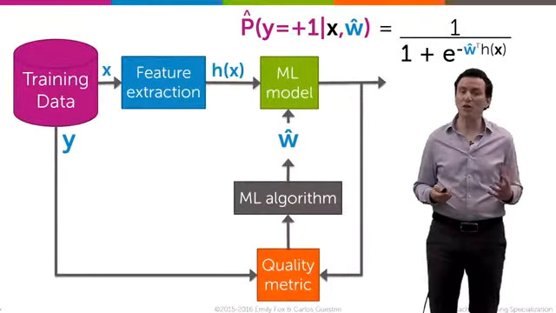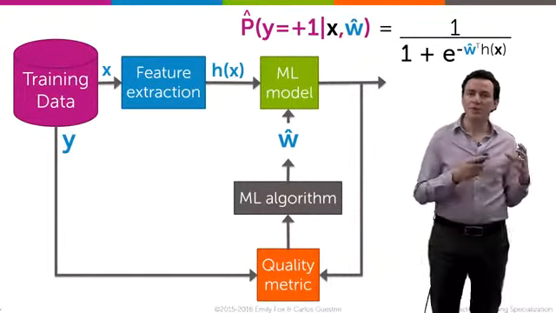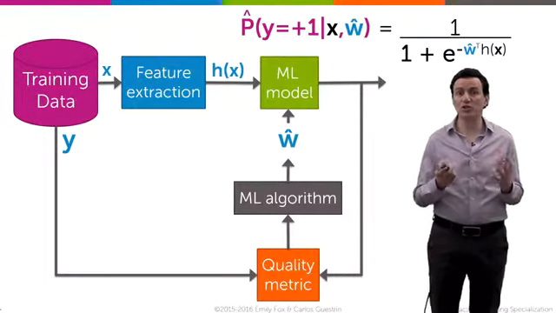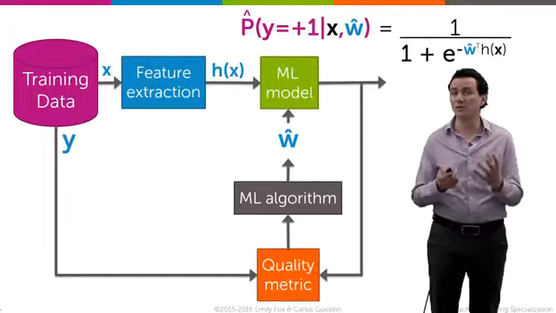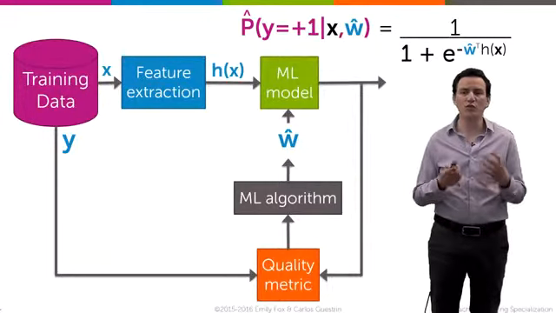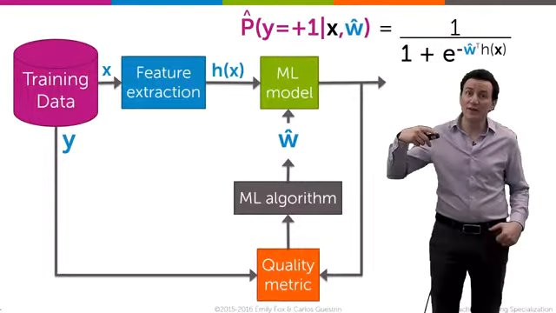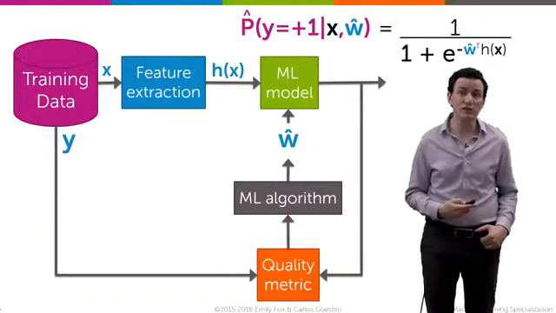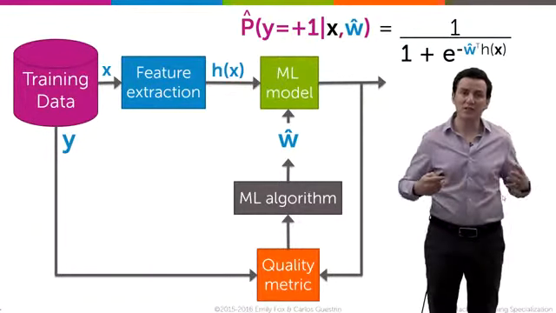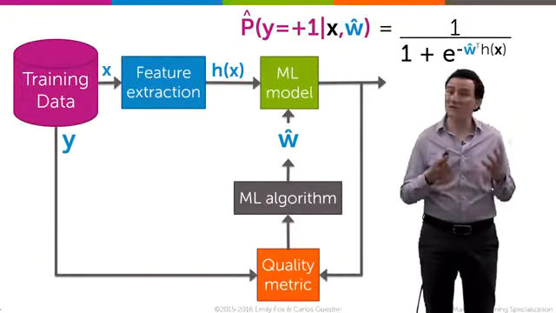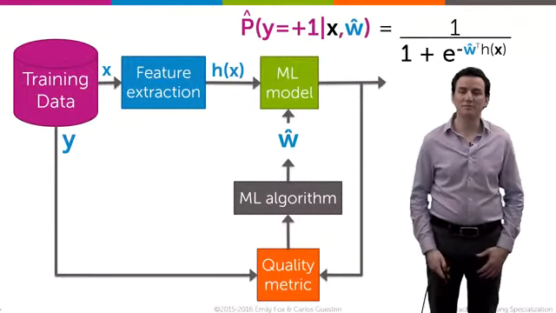So in our learning problem, we start with some training data. We run it through a feature extractor that gets us h of x, and we use a logistic regression model that says the probability that it's a positive review is 1 over 1 plus e to the minus w transpose h. And then we define a quality metric, which was the likelihood function, and we use gradient ascent to optimize it to get w hat. And the gradient ascent algorithm is pretty simple and pretty intuitive.